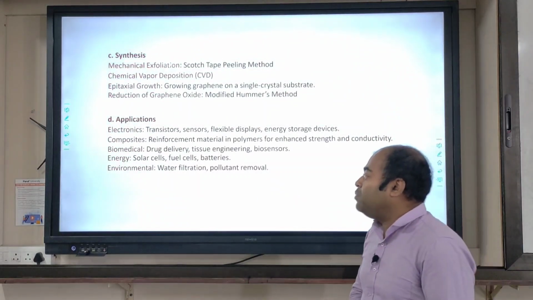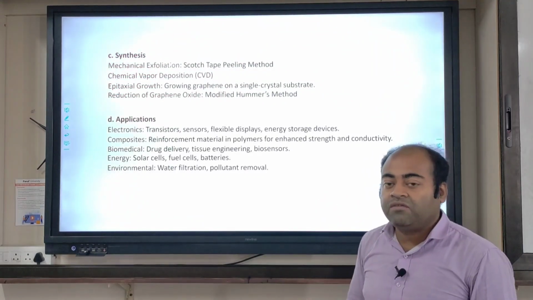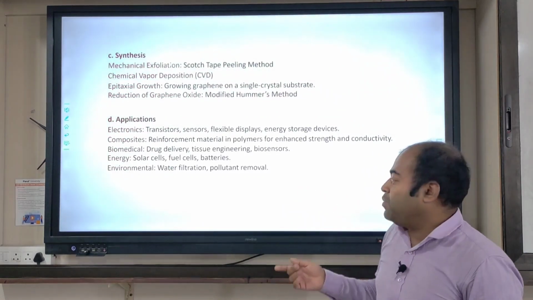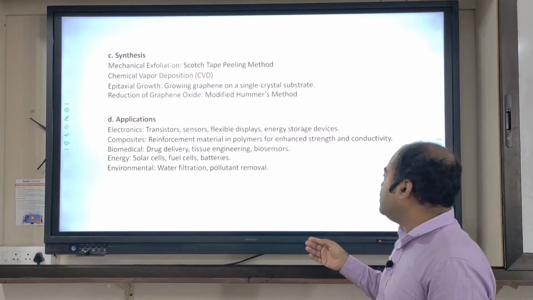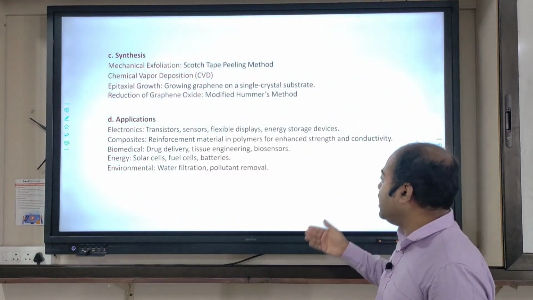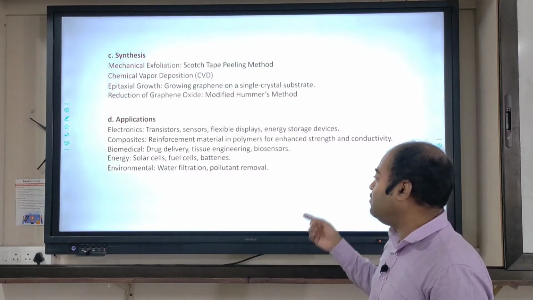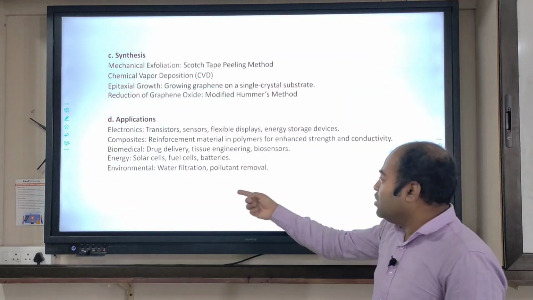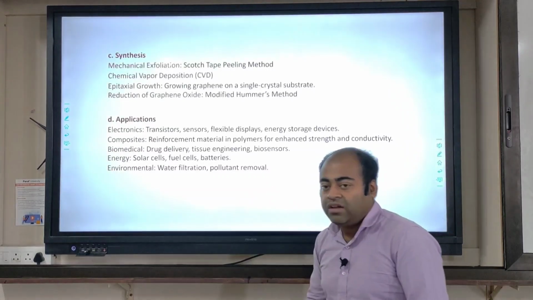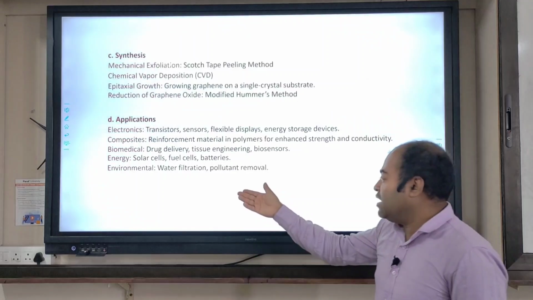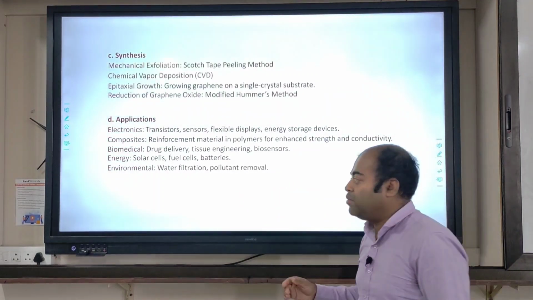Applications: graphene has lots of applications in electronics, that is transistors, flexible display sensors, and energy storage devices like supercapacitors and batteries. It has applications in various types of composites, which add strength and flexibility and also electrical conductivity to the material. It has applications in the biomedical field for drug delivery, tissue engineering, and environmental applications such as water filtration and the removal of pollutants. And in the energy field, as I discussed earlier, it has applications in fuel cells, batteries, solar cells, as well as supercapacitors.